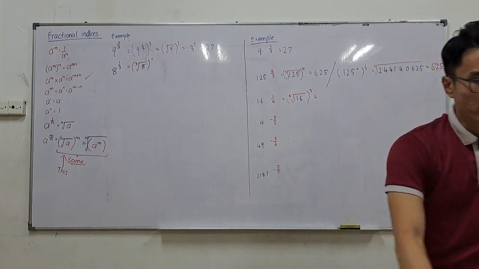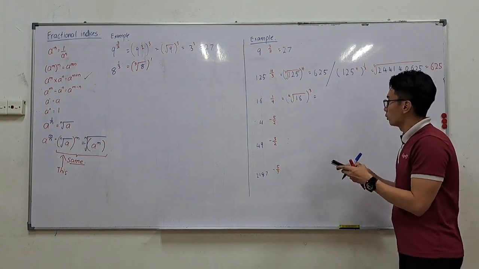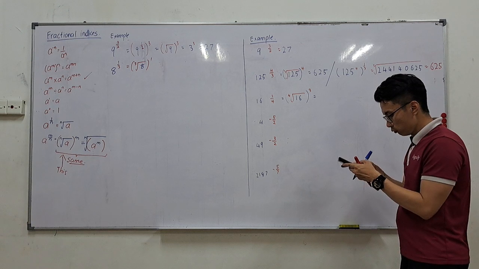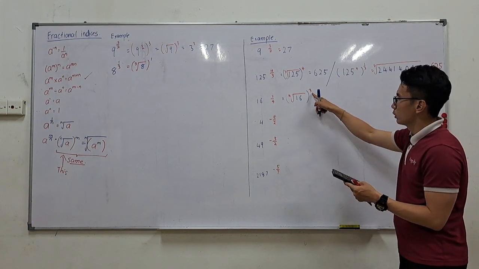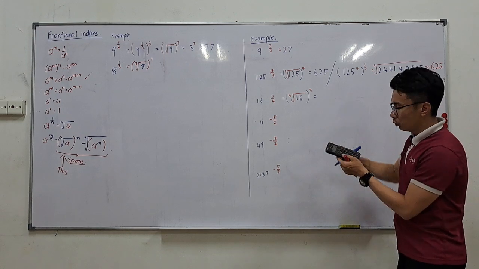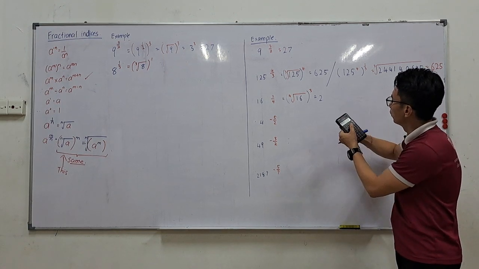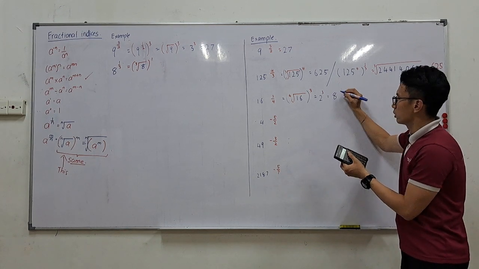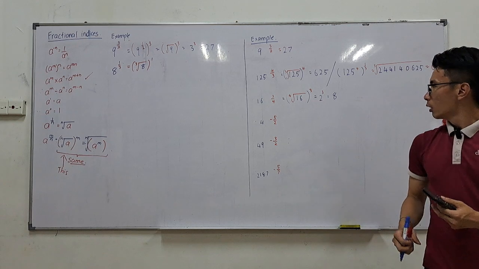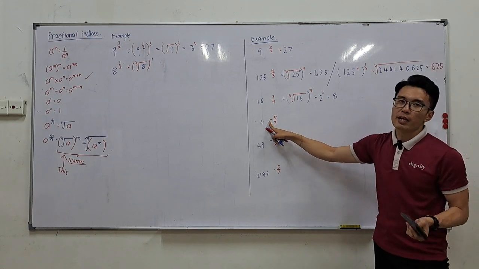So solve this in your calculator. The 4th root of 16, I believe that's going to give me 2. All right, and I raise it to the power of 3. 2 to the power of 3. And that should give me 8. Okay? Now what about this question over here? Again, I have a negative over here.